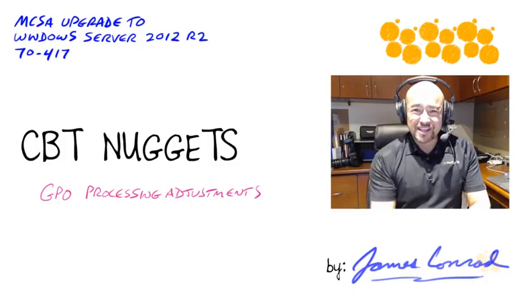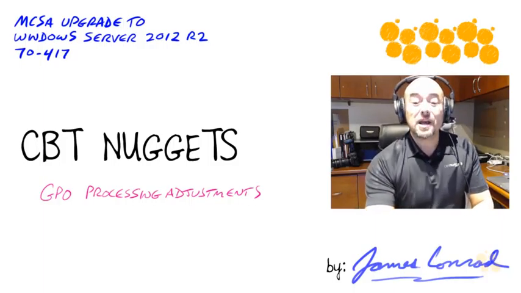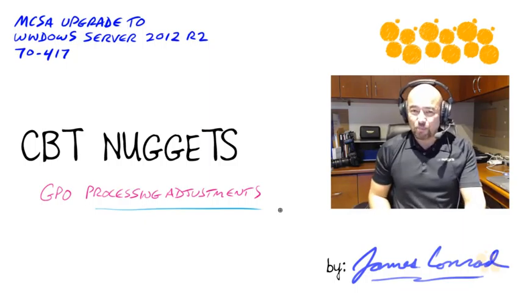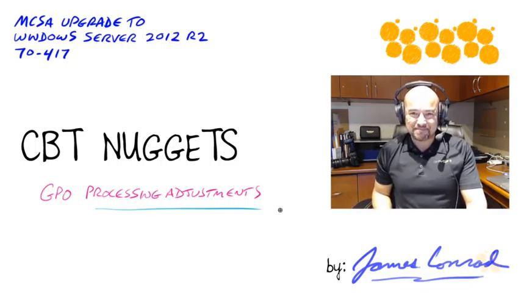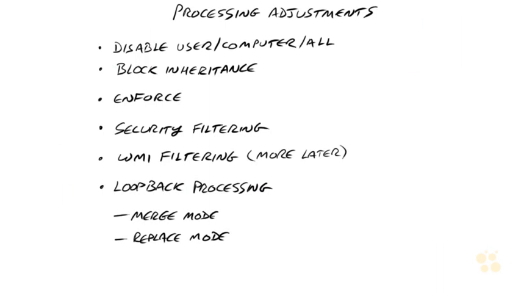In this nugget, we're going to continue our discussion of group policy objects. Here we're going to look at some specific group policy processing adjustments. In our last nugget, we looked at the scope of management. We saw different ways that group policy objects apply depending upon where you link them.